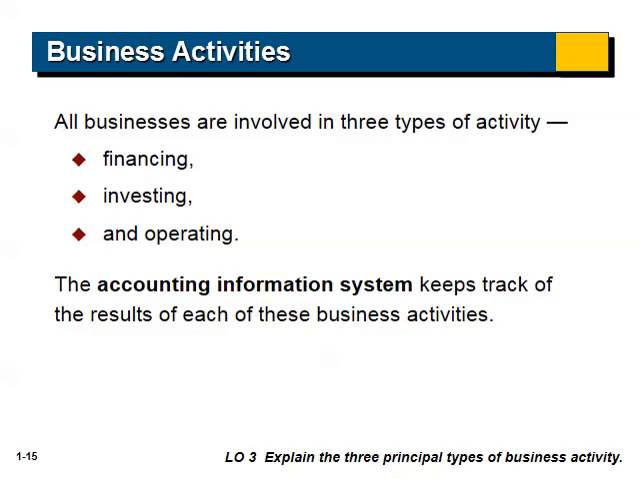All right, what are we talking about? Business activities. All businesses are involved in three types of activity: financing, investing, and operating. We'll talk about each one of those in turn. The accounting information system keeps track of the results of each of these business activities. The information system, it could be a computer system or otherwise, is a method of keeping track of all of the activities that a company is involved in.